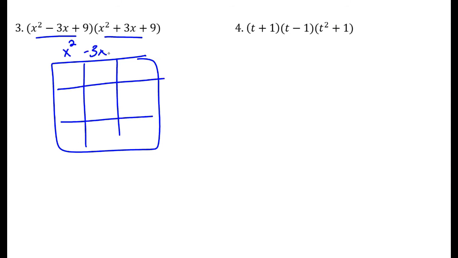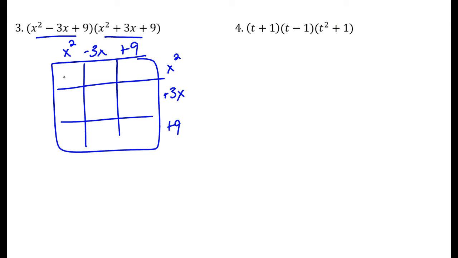Number 3. Okay, so this one's a little bit different because I have a trinomial times a trinomial. So I need 3 pieces on each side. X squared minus 3x plus 9, x squared plus 3x plus 9. Notice how I'm keeping the signs with them on the vertical side. Otherwise, it's very easy to lose those. It also doesn't matter which side you put them on because multiplication is commutative. It doesn't matter which order you multiply them in.